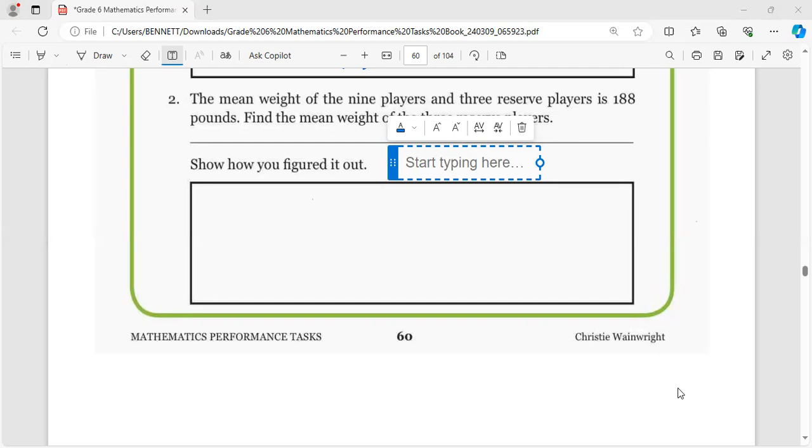The one that we just did was 1,593. The aggregate was 1,593, and the mean weight was 177. So let me write back all of that information.